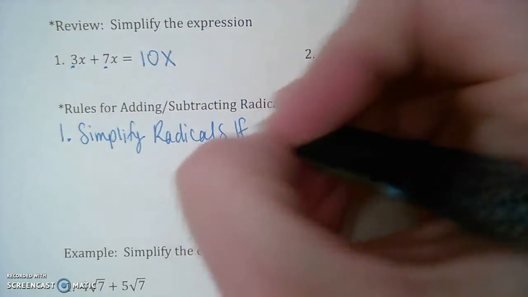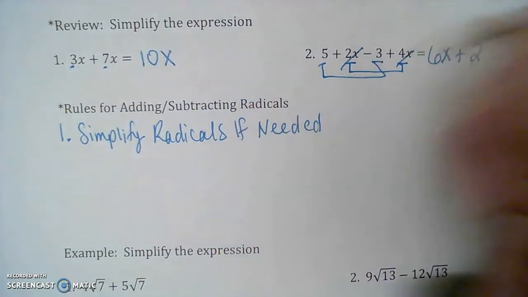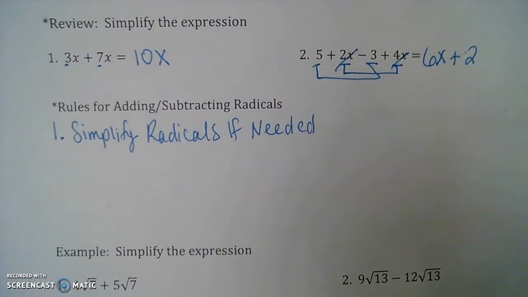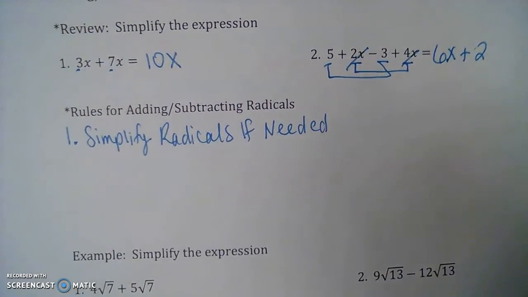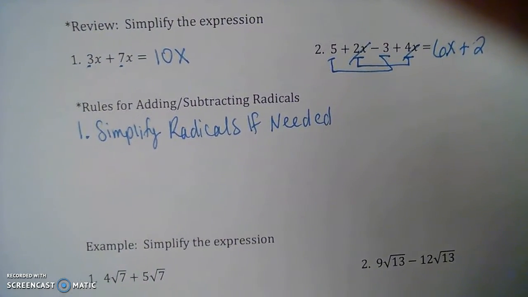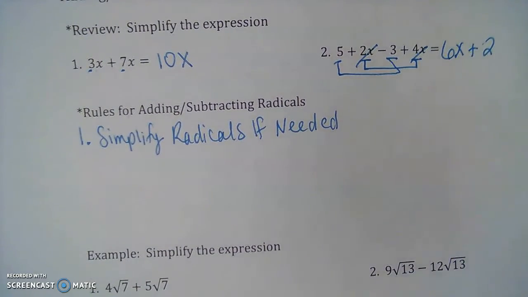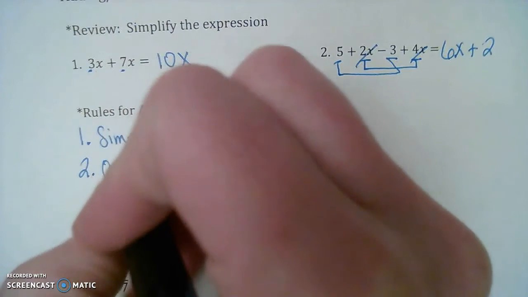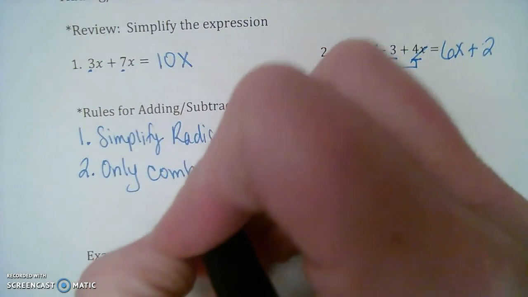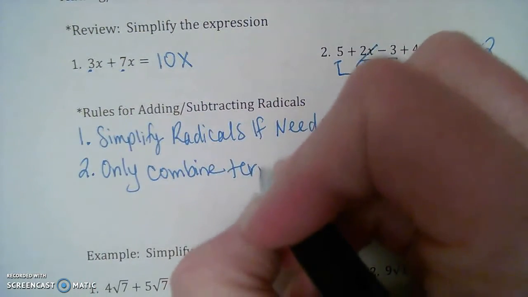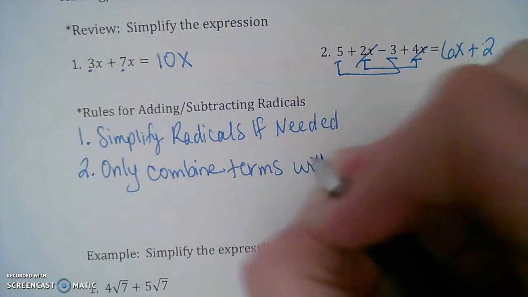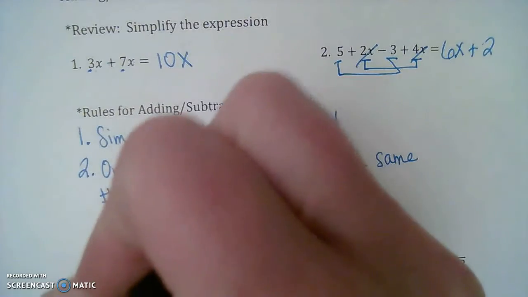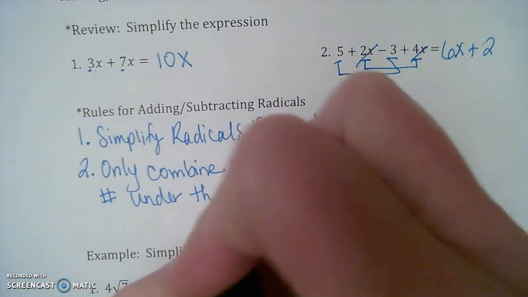Okay, so your first thing is to simplify your radicals if needed. So this goes back to the very first set of notes where you need to find perfect square factors and simplify them down. Okay? So you can only combine terms with the same number under the radical.